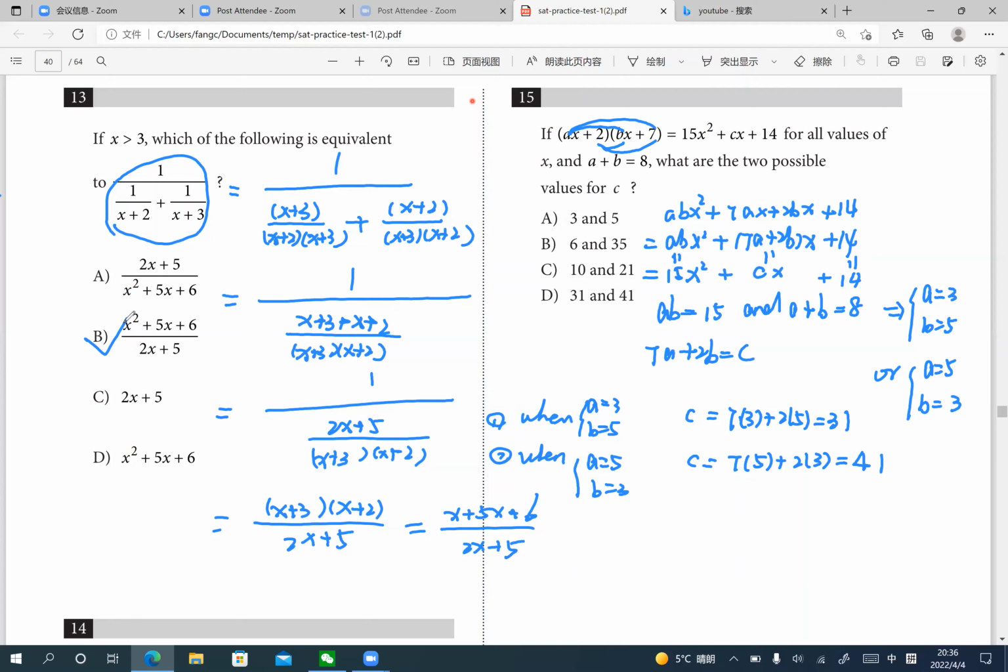In the first case, when a equals 3, b equals 5, we have the third expression, c equals 7a plus 2b. So now we substitute back, 3 for a and 5 for b. We get c equals 7 times 3 plus 2 times 5, which is equal to 31. And in the second case, when a equals 5, b equals 3, c equals 7 times 5 plus 2 times 3, which is equal to 41. So for question 14, we should choose option D.